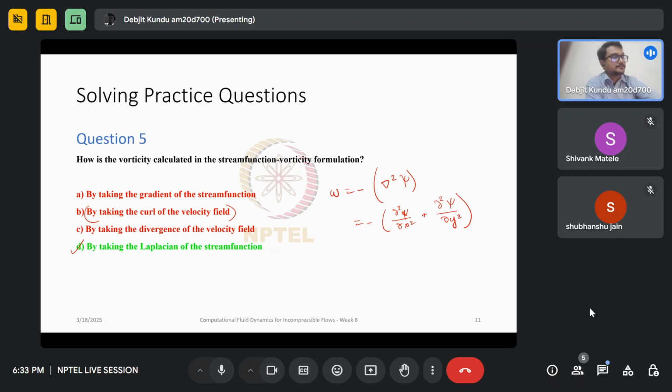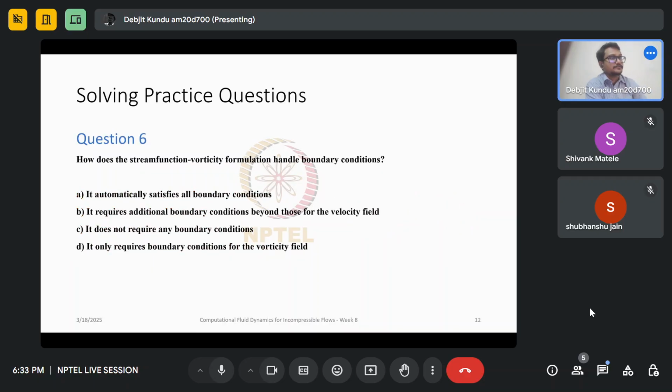All right. So let's move on to the next question, question number 6, which is asking us how does the stream function vorticity formulation handle boundary conditions? Is it option A that it automatically satisfies all boundary conditions? Is it option B? It requires additional boundary conditions beyond those for the velocity field. Is it option C? It does not require any boundary conditions. Or is it option D? It only requires boundary conditions for the vorticity field.